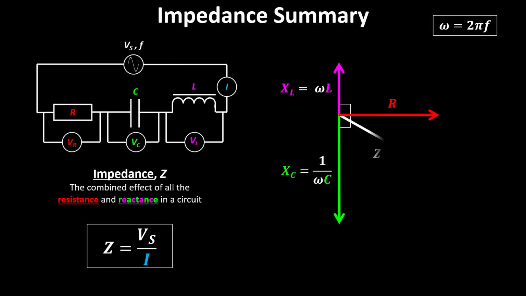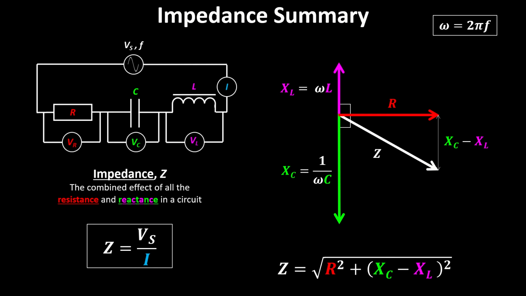And the impedance of the circuit would be the vector sum of all those. We would use the value of XC minus XL in Pythagoras' theorem with resistance to find Z, which would be the square root of R squared plus (XC minus XL) squared, or (XL minus XC) squared. It doesn't matter which way around that is, because the important thing here is that the impedance Z depends on the difference between the capacitive and inductive reactance, not actually on the values of the reactances themselves.